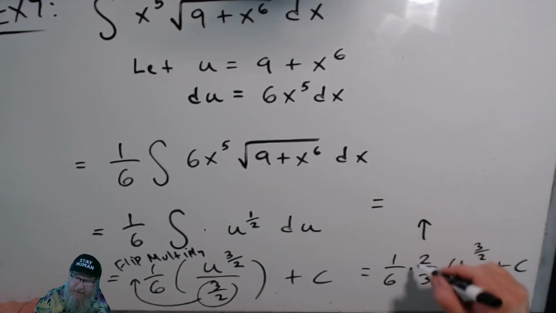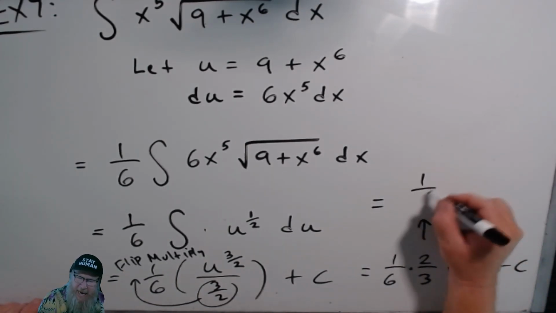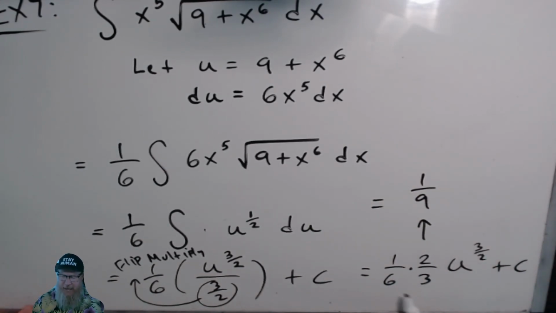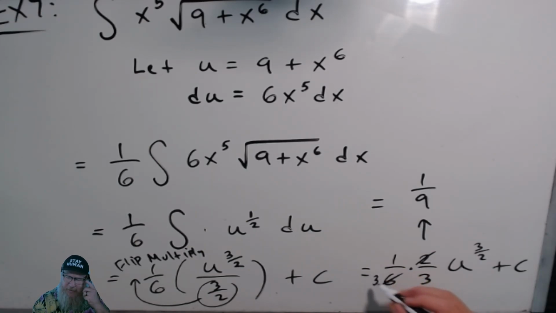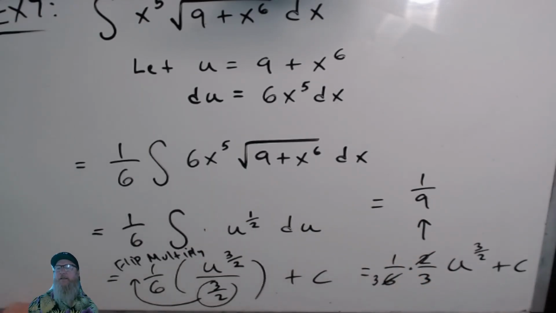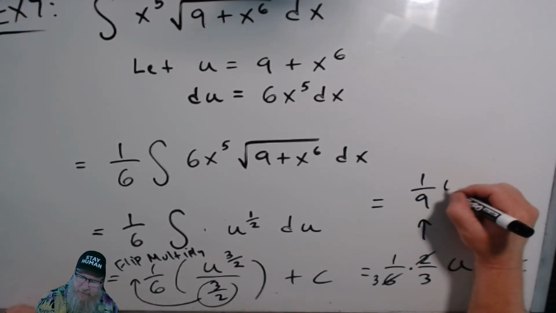I'm running out of space, so that's going to be 1/9. 1 times 2 is 2. 6 times 3 is 18. So that's 2 over 18, which is 1/9. Or you could use some fancy canceling. The 2 cancels with the 6 and makes it 3, and then 3 times 3 is 9. All right.